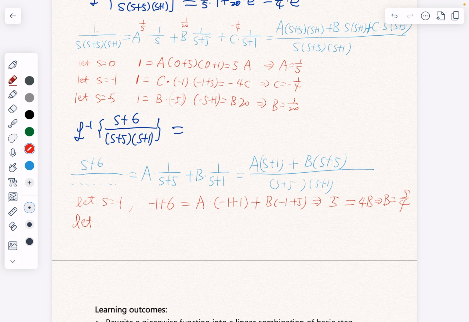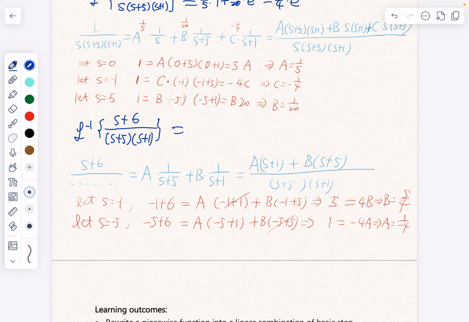And you may let s be -5 now, so you have -5 plus 6 on the left. You have a times -5 plus 1, and then b times -5 plus 5. As you can see, this term is gone, just like the previous term is gone. So you end up with 1 equals -4a. So a is 1 over -4. So you get both of the coefficients.